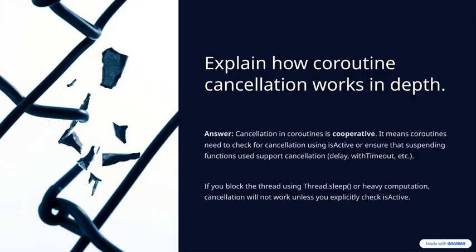However, if you block a thread intentionally using Thread.sleep, or perform heavy computations without any checks, cancellation won't be effective. In such cases, the coroutine won't notice that it has been canceled because it's stuck in a blocking or intensive task. To handle this properly, you'd need to explicitly check isActive during these operations. This highlights the importance of writing cooperative code, making sure your coroutines check for cancellation at appropriate points. This way, your application remains responsive and can cancel tasks cleanly, maintaining overall robustness in your asynchronous workflows.